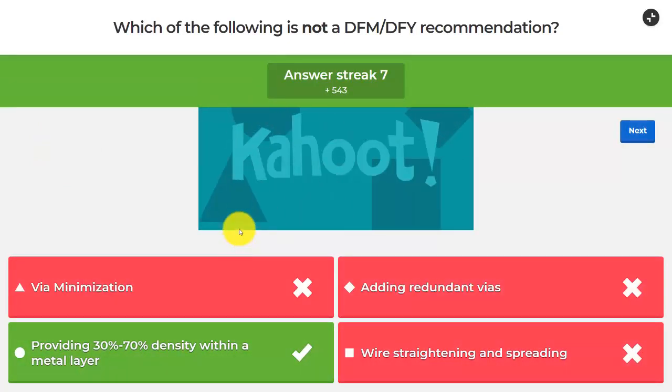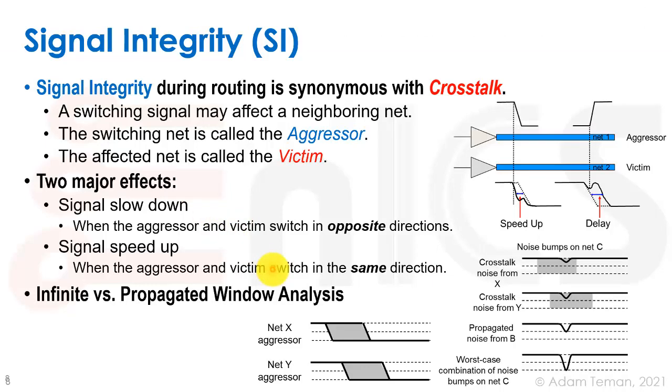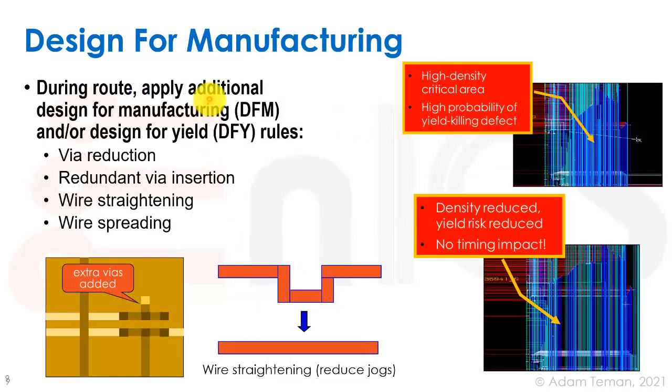And indeed, that was the answer. So let's go back to what we discussed about DFM and DFY. Design for manufacturing is an additional type of DRC rules or optimizations that we try to apply, not because they're actual DRCs where the fab has said, listen, this is not going to work and we're going to get really bad yield, but if you follow these rules, there's a better chance of getting higher yield. That's what DFM or DFY are.